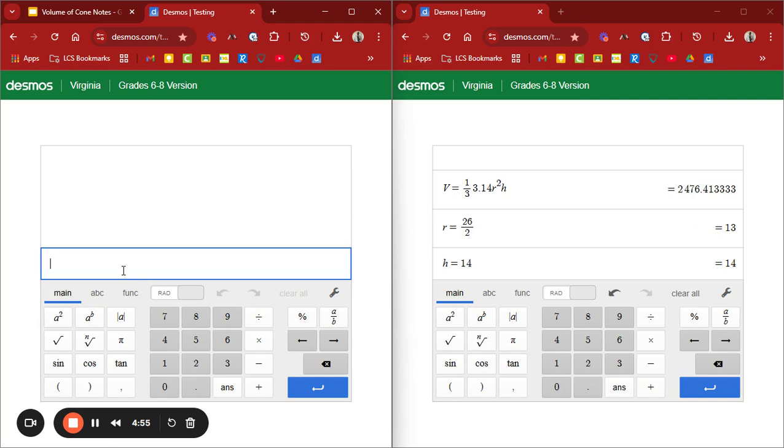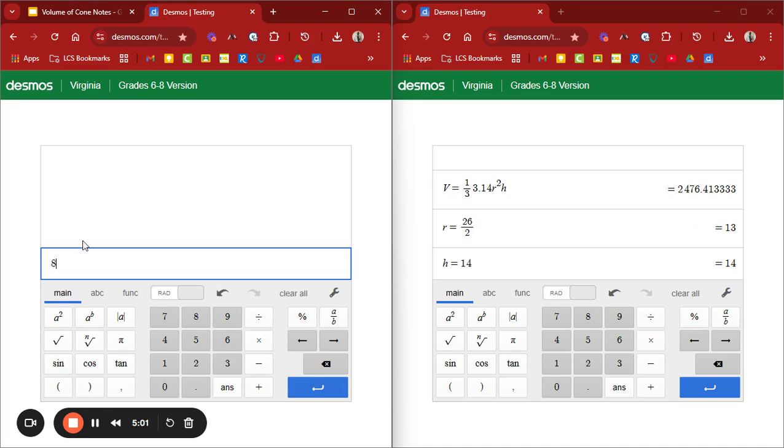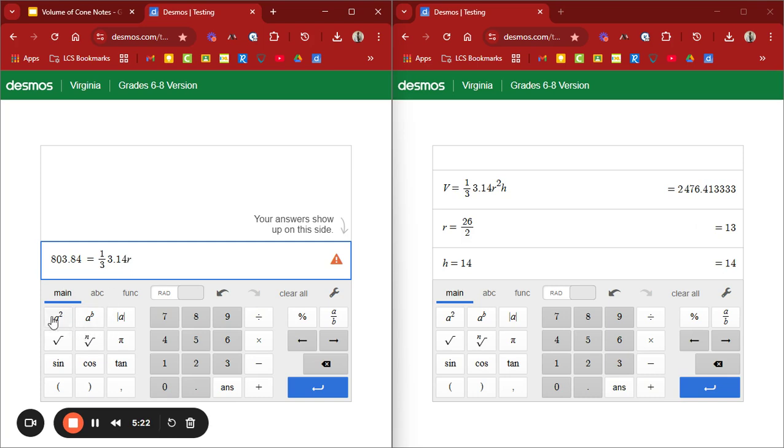All right. So the question said 803.84. 803.84 is my volume, times 1/3. What I'm doing here is substituting the volume, because it gave us what the volume is, into my equation or my formula here, times 3.14 r squared times height.